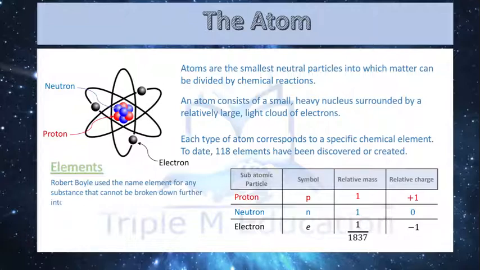The term element was used by Robert Boyle for any substance that cannot be broken down further into a simpler substance. This definition can be extended to include the fact that each element is made up of one atom. We will discuss the different elements in our lecture on the periodic table.